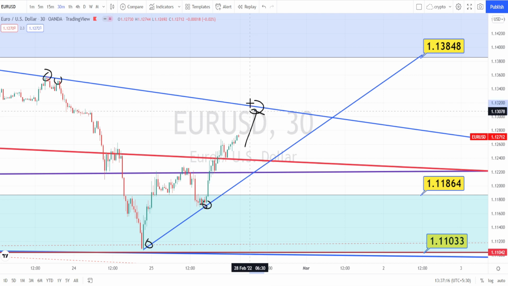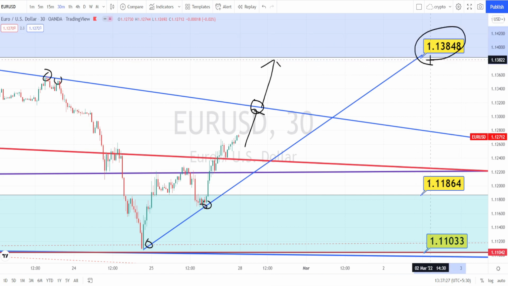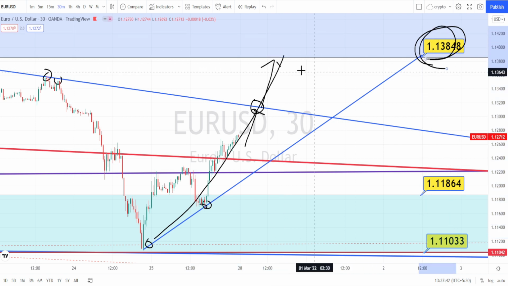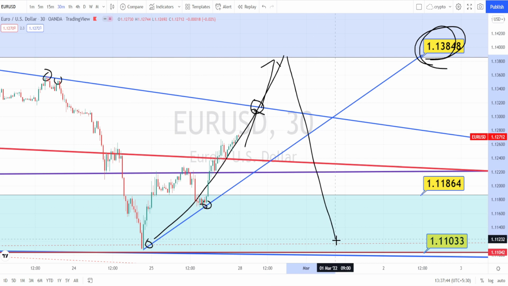This line is going to be acting as the first level of resistance. Only when the price action breaks this resistance line, we can expect it to trend more on the bullish side, and the next level of resistance is going to be around 1.13848. Since we know from the higher time frame that the current price action is in a range bound market, once the price action tests this resistance line, we can expect a bearish trend reversal in this currency pair.